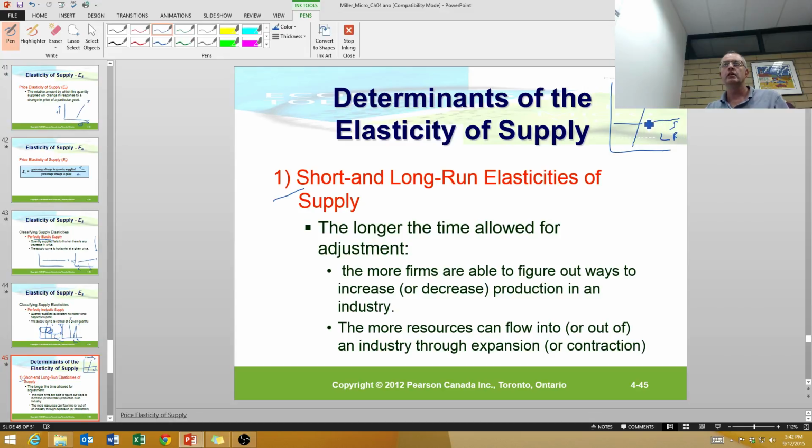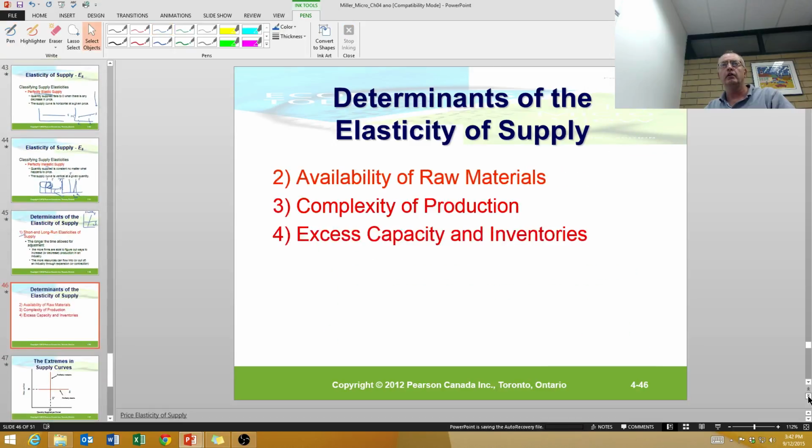Why? Because the more time producers have to adjust to the price change, the more time they have to change their productive capacity or to use unused capacity, buy additional raw materials, buy additional inputs, and so on. So the more time the company has to adjust its supply, the flatter the supply curve will be.